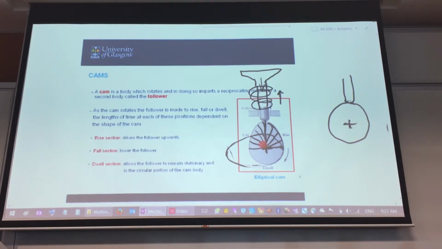So that's where your follower starts to come down, and this portion here we call the fall. So there's a rise and a fall. And then it goes into this other side over here. You can see that it's a constant radius. So this is what we call the dwell, right? A dwell is necessary because you need the valve to be kept open in order for combustion to happen.